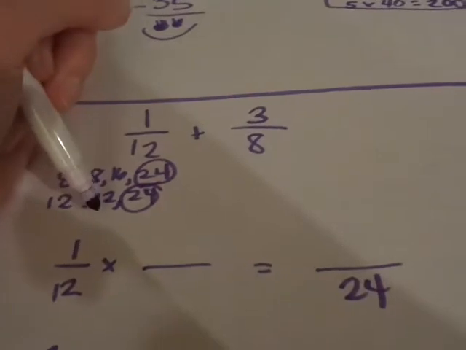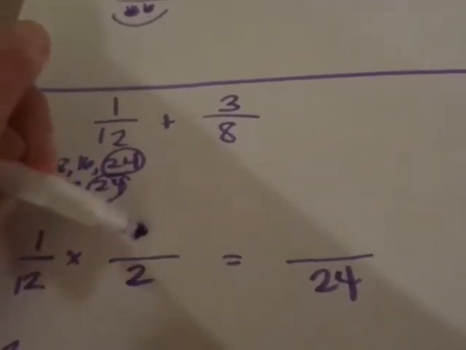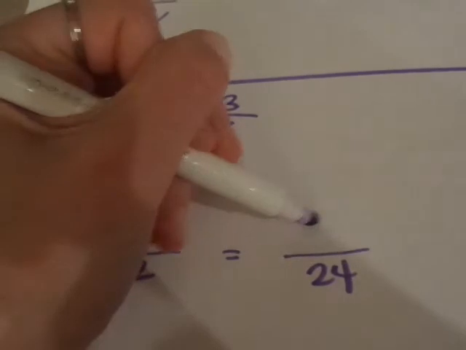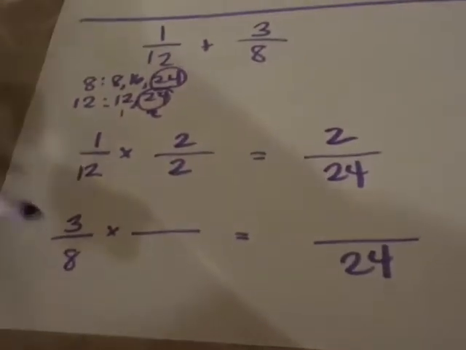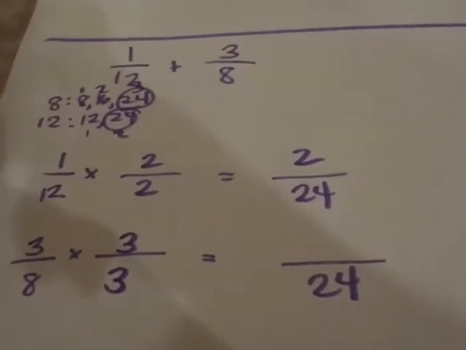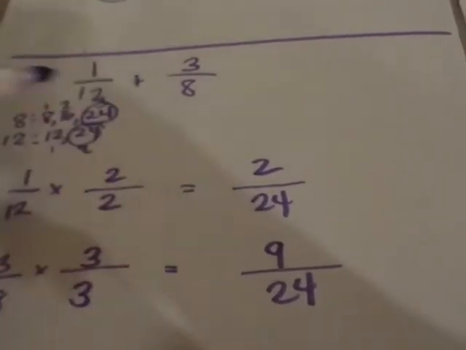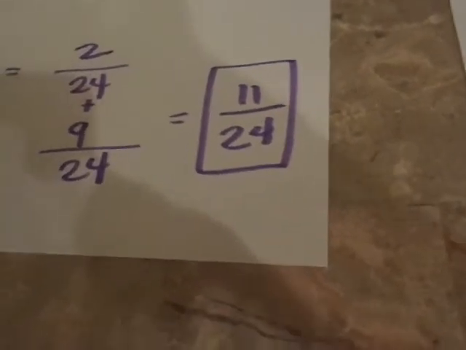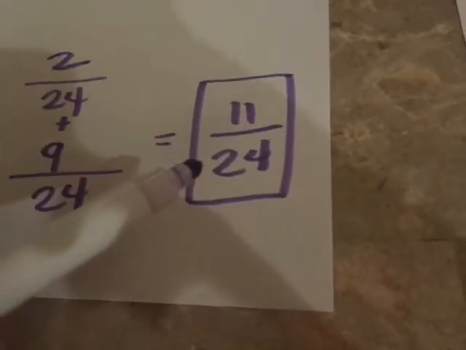Set that up. How did I get from 12 to 24? Multiplied by 2. Now 1 times 2 is 2. How did I get from 8 to 24? Multiplied by 3. Do the same thing to my numerator. 3 times 3 is 9. Now I add these numbers together. Denominator stays the same. 9, 10, 11. 11/24 is the sum of 1/12 plus 3/8. Can it be reduced? No, it cannot. The GCF is 1.